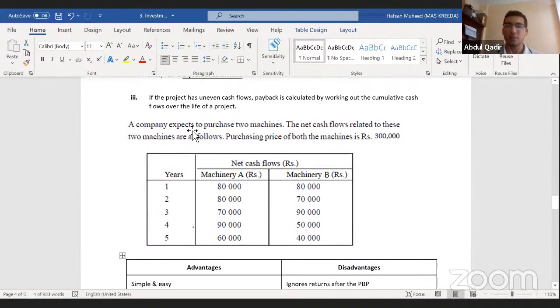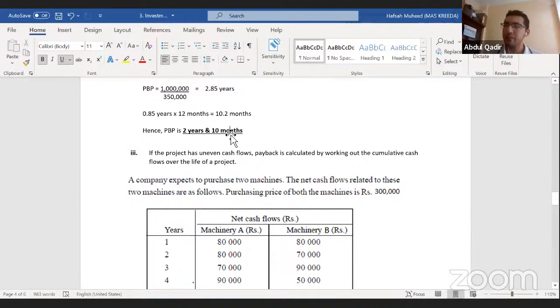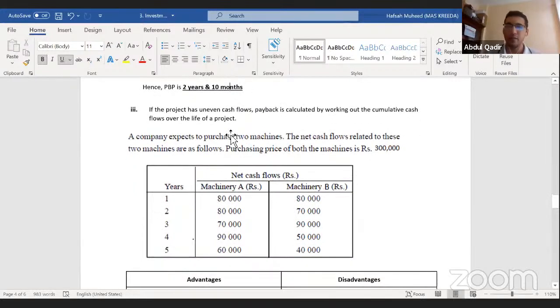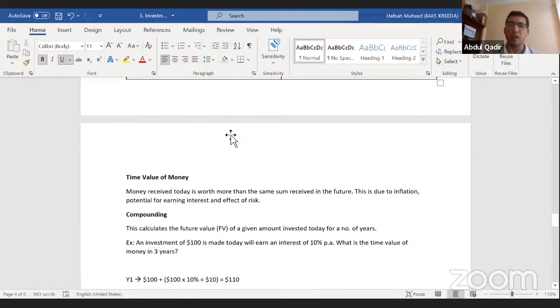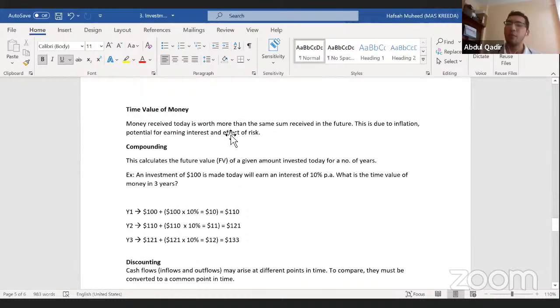Now, say this project says you will recover your money in 2 years and 10 months. Is it good or bad? You don't know. You always need to compare it with something. So that is why ARR and payback period are two weak methods, and that is why NPV is considered the best method, right?